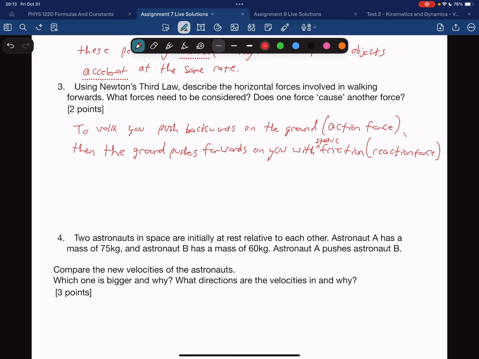You push backwards on the ground with an action force. The equal and opposite reaction force is the force of friction of the ground pushing back on you. It's equal in magnitude, opposite in direction. You move because you have far less inertia than the planet. So you don't move the planet when you walk. The planet moves you. Hate to break it to you. We can't all be superheroes.